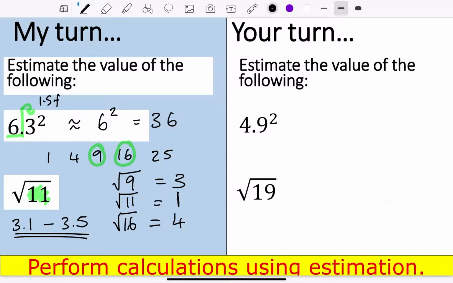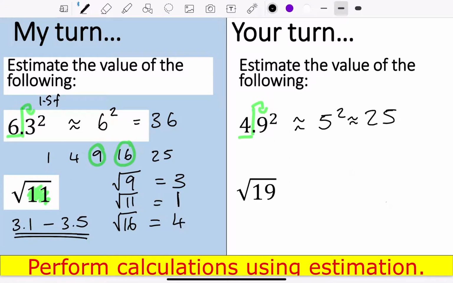Pause the video here and have a go at the your turn question. Estimating the value of the following. To do this, when squaring, we first of all need to round it to one significant figure. I've got 4 with a neighbour of 9. Remember, 9 is going to round us up, rounding that 4 up to a 5. Remembering we're squaring. 5 squared, again, something you should be familiar with. 5 squared, 5 times 5 is 25. And that is our estimate.